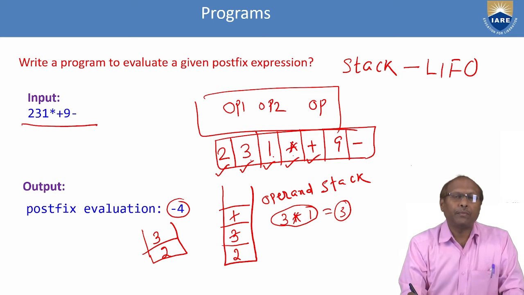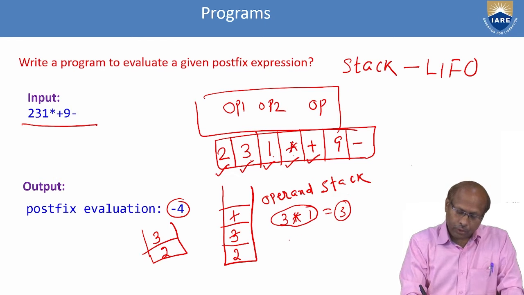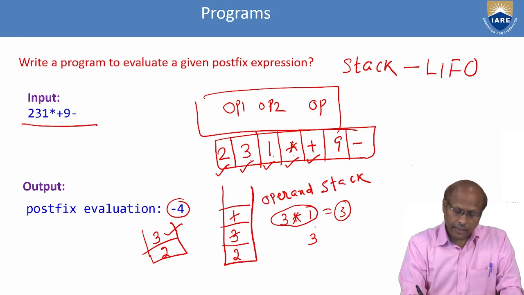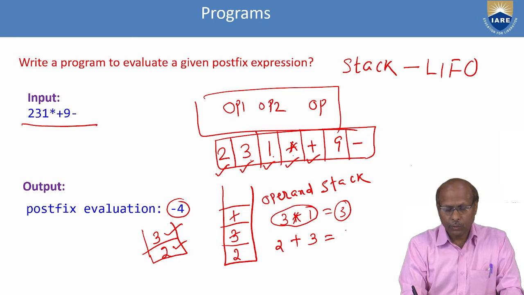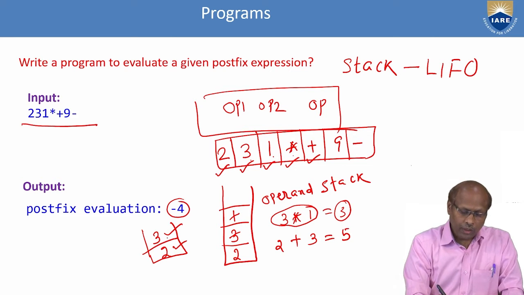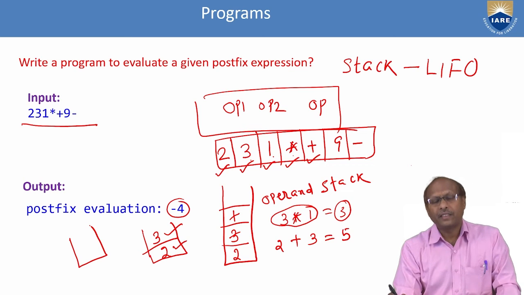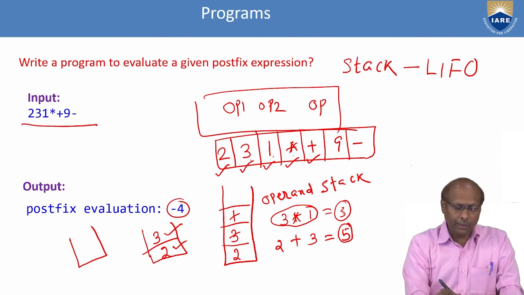Next, plus has come. Plus is what? Again it is an operator. So 3 is popped out and 2 is also popped out. So 2 plus 3. What is the value of 2 plus 3? That is 5. So now 2 and 3 are popped out. After popping out, my stack is what? Empty. Now whatever the result has come, what is the value of the expression? 5. That 5 again push into the stack.